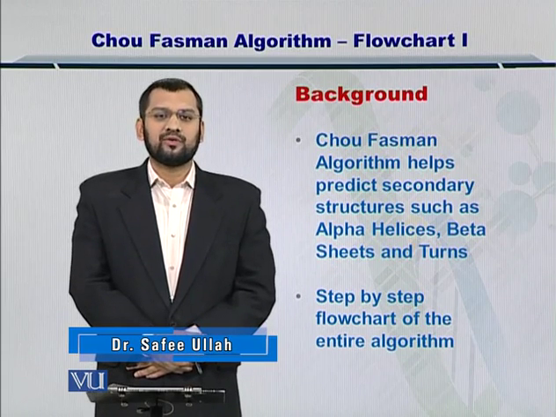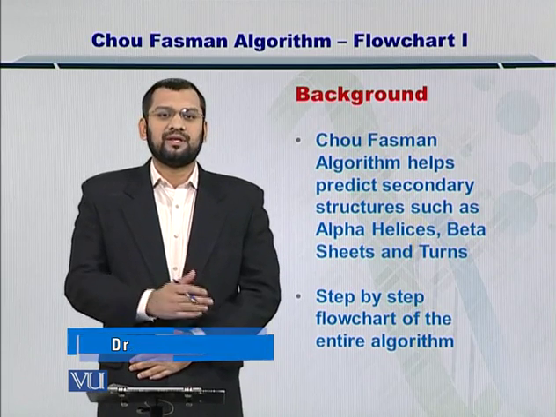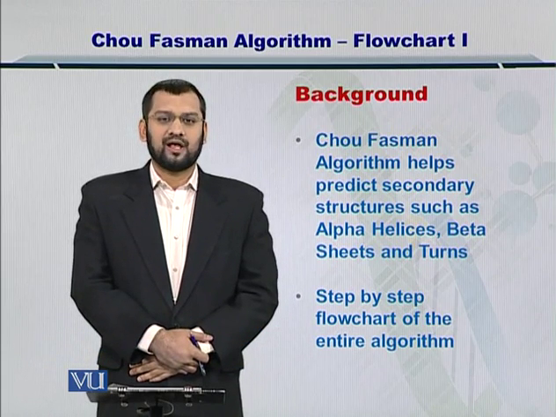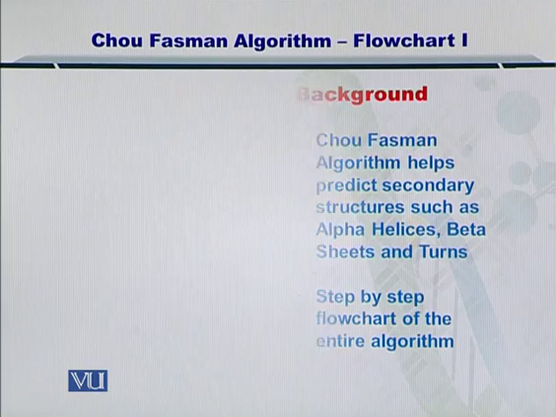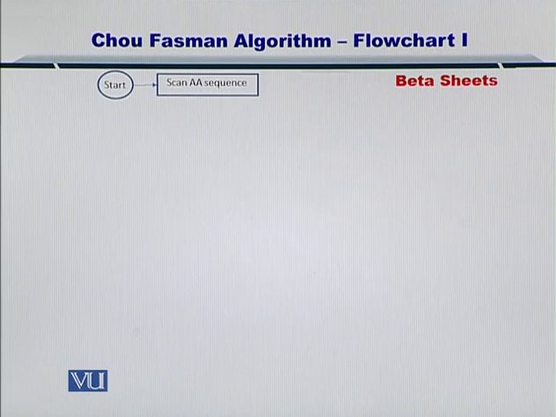So in this module, I'm going to focus on the flowchart for beta sheets using the Chow-Fasman algorithm. So let's start. Towards evaluating the formation of beta sheets from amino acid residues in the protein sequence, first you need to scan the entire sequence. So let's start. You take an amino acid sequence, and for you I'm quoting an example sequence here on the right side.